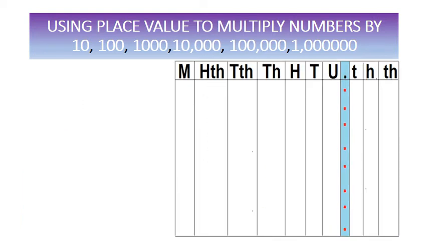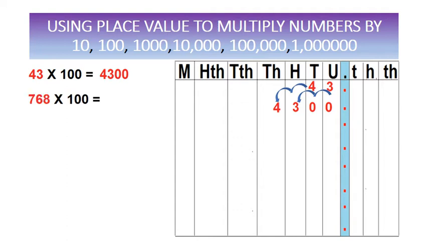So now we're going to look at what happens if we multiply a number by 100 this time. So put it on the place value scale. Look what happens. Now this time, the 3 has moved 2 places to the left, and so has the 4. And then we've had to put 2 placeholders in, in the tens and the units column. So the answer is 4,300.